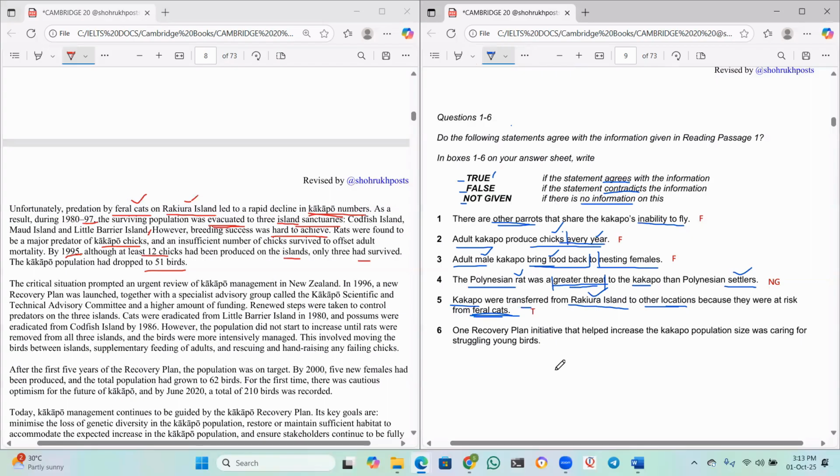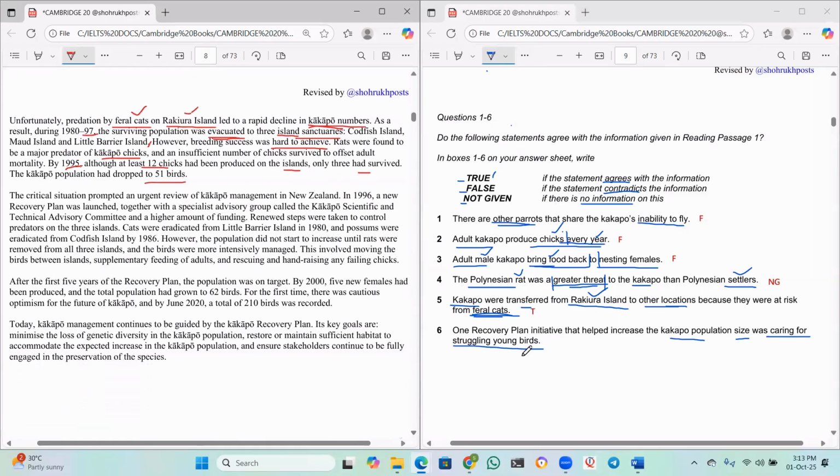Next, what is the one? One recovery plan initiative that helped increase the Kakapo population size was caring for struggling young birds. He's talking about struggling young birds now. Let us see. Okay, this is the keyword here. And also there is some recovery plan initiative. So we'll read it in the next paragraph.